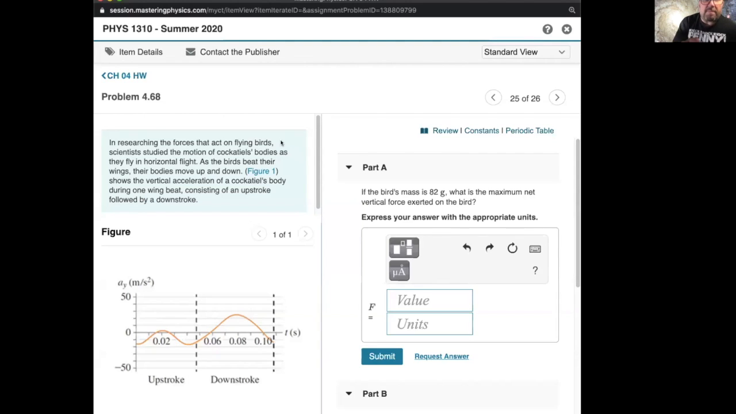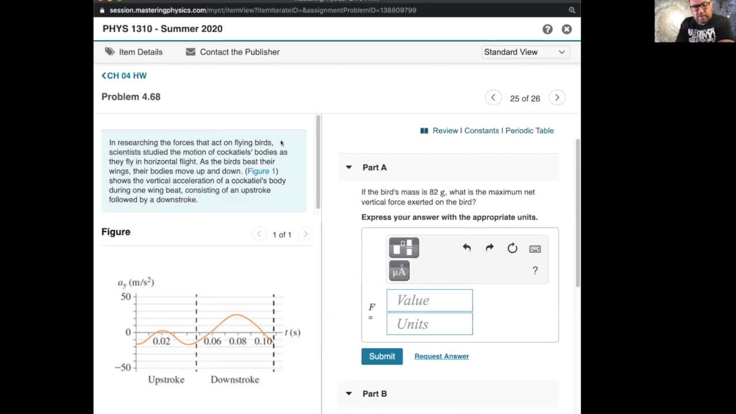Let's take a look at this problem. In researching the forces that act on flying birds, scientists studied the motion of cockatiels' bodies as they fly in horizontal flight. It means they're flying parallel to the ground. As the birds beat their wings, the bodies move up and down, shown in Figure 1. Figure 1 shows the vertical acceleration of the cockatiel's body during one wing beat, consisting of an upstroke followed by a downstroke.